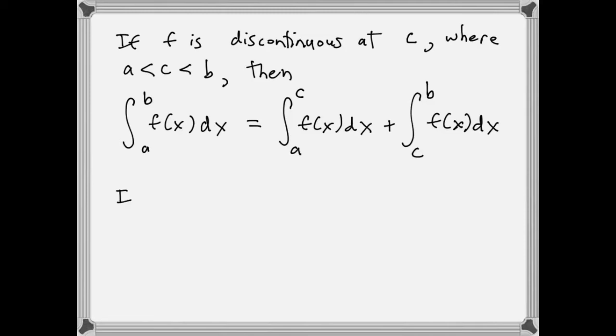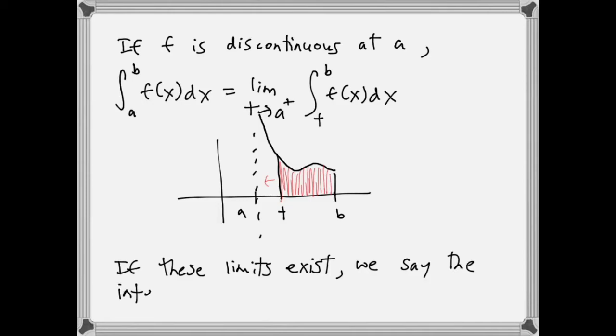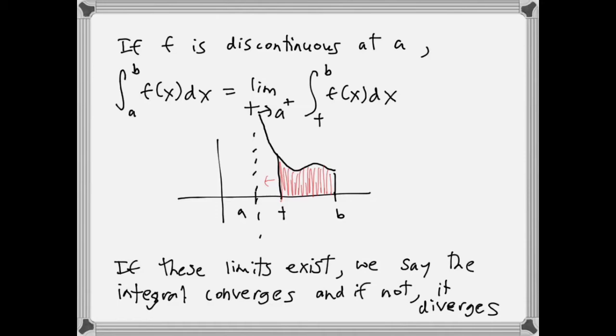So let's just say this. I forgot to say something on the previous page, okay? So let me just say if these limits exist, we say the integral converges. And if not, it diverges. Okay, I forgot to write that down, but it's just like the type 1 problems, okay? So I'm just going to say for type 2, this is true.